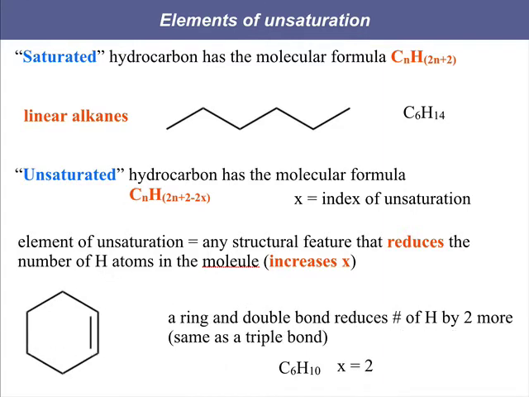How about this guy? Here we've got another structure. What are our elements of unsaturation? We've still got a ring, so that's 1. The ring should remove 2 hydrogens from our saturated structure, and the double bond should remove 2 hydrogens from our saturated structure. So the formula is C6H10. That's minus 4 hydrogens from our saturated structure. So indeed, we have 2 elements of unsaturation, the ring and the double bond.